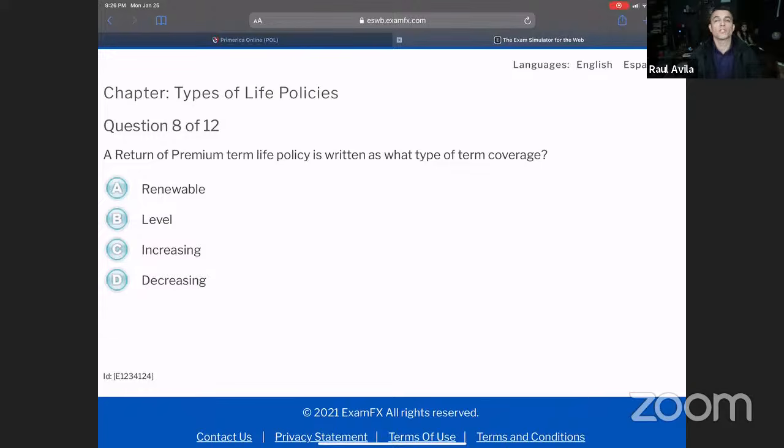Return of premium. This was question number 1, guys. All right. Question number 1. What's the answer? I'm not going to answer this one. You guys should know this one because this was question number 1. Go ahead. Speak up. Unmute your mics. Go for it. Shoot. Increasing.